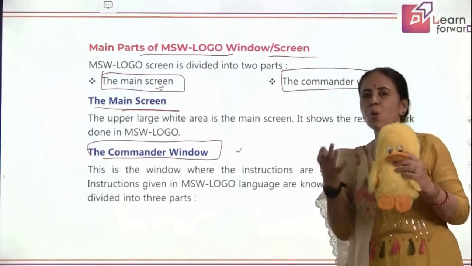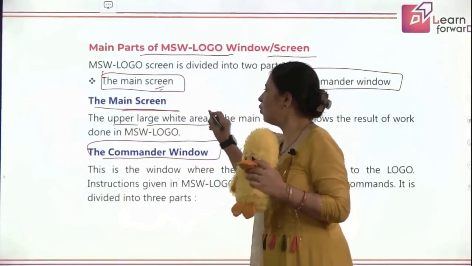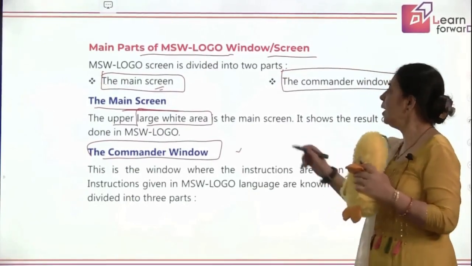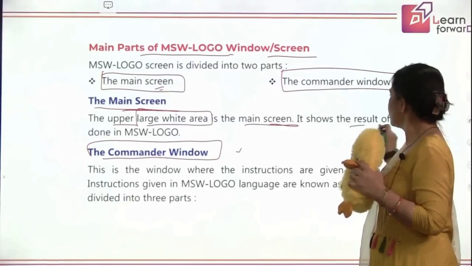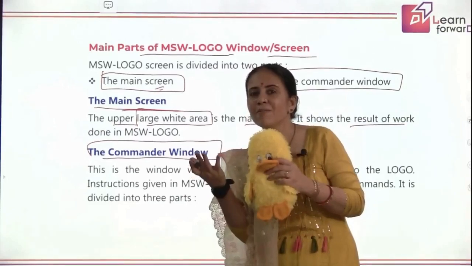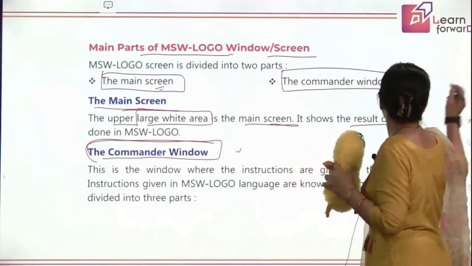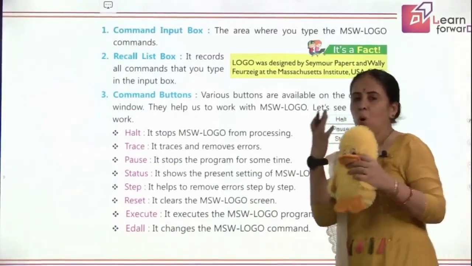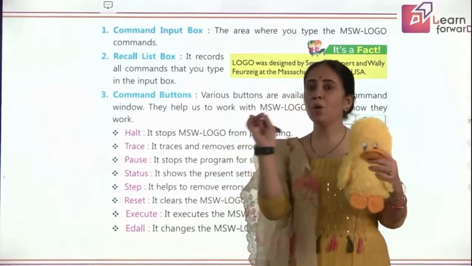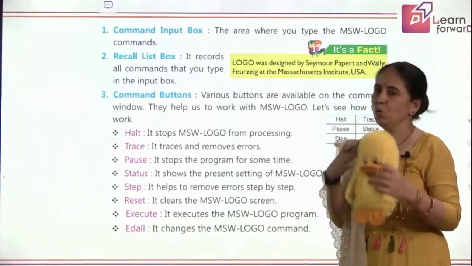I'll just show you how it looks. But first listen, the main screen is a large white area on which you display your result. Okay, and we call it the main screen. It shows the result of whatever instructions are given. And where are the instructions given? Correct. The instructions are given in the commander window. Okay. The commander window always understands the language of MS Windows Logo itself. And you have to be very particular about what instruction has to be written and how we have to write it.